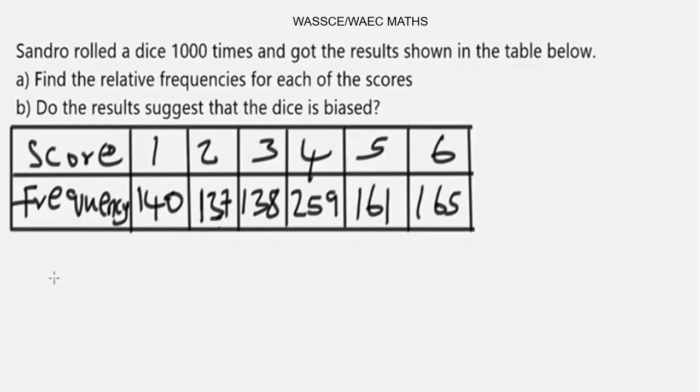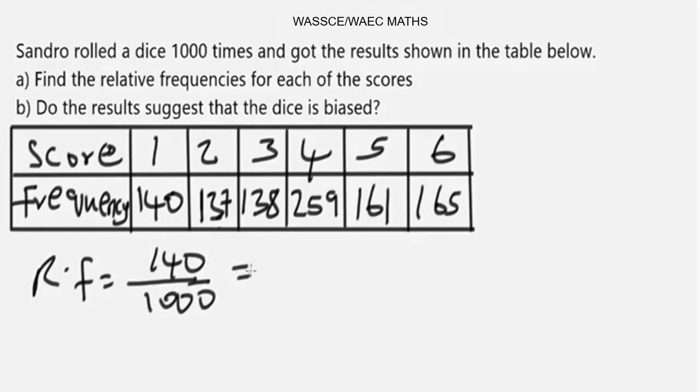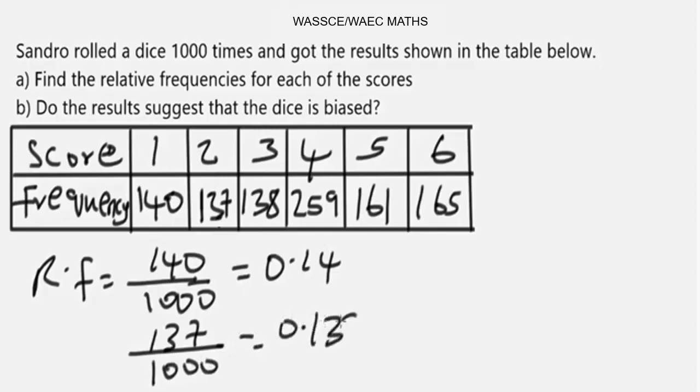Now for the relative frequencies. When the score is 1, the relative frequency will be 140 divided by 1000. Remember, we have 1000 rolls this time, it was not 100. So when you punch this in a calculator, you're going to have 0.14. When the score is 2, we have 137 divided by 1000. When you punch it, you're going to have 0.137.